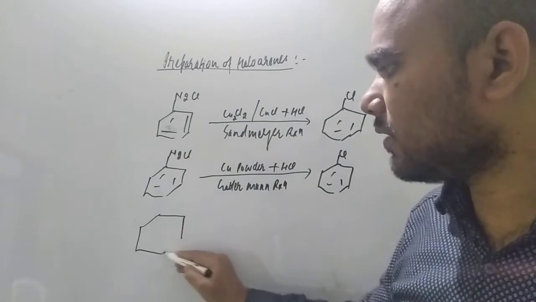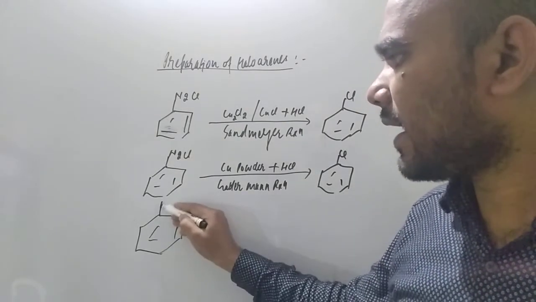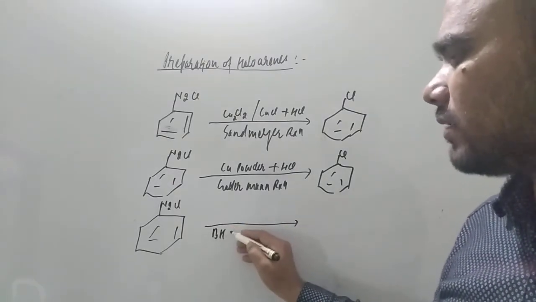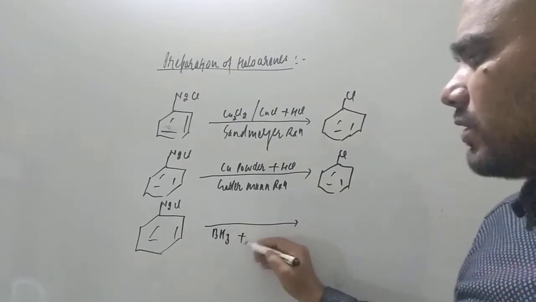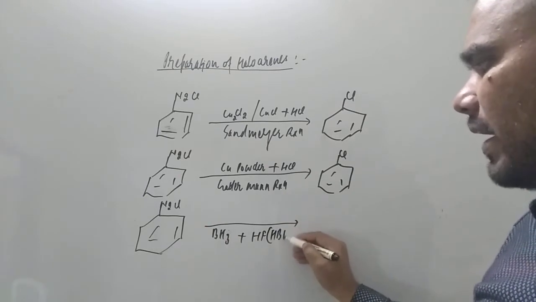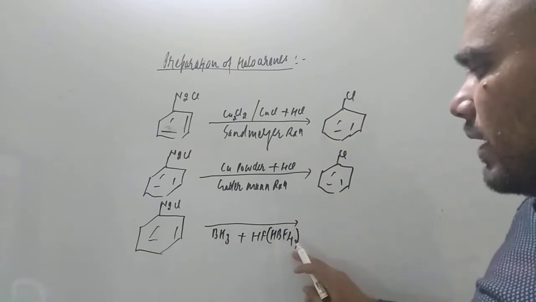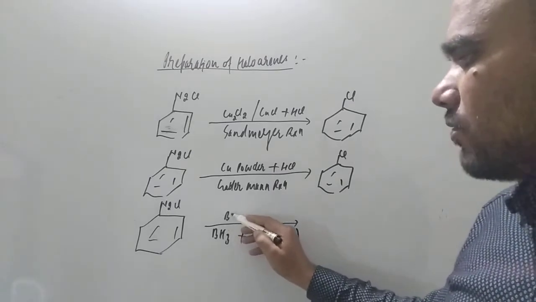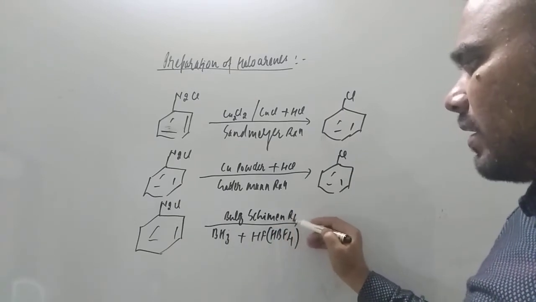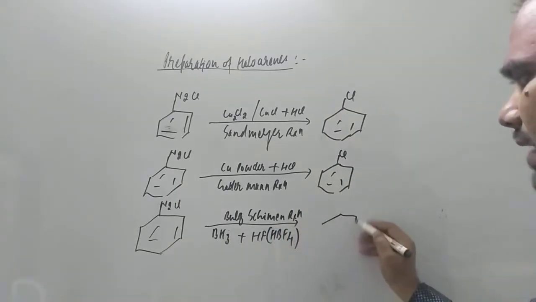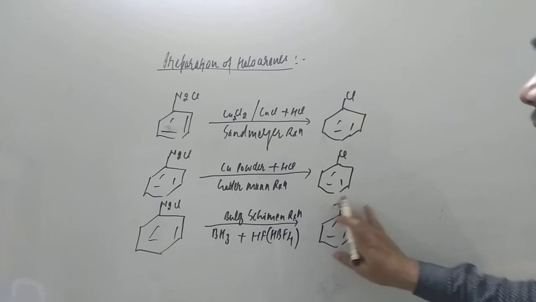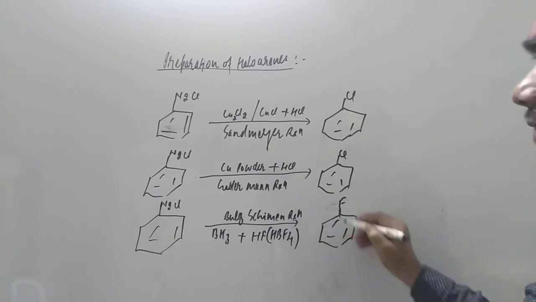Now, student, suppose you are going for the Balz-Schiemann reaction. You have the N2Cl, and here you take BF3 plus HF. This compound combines and forms HBF4. This is the fluorinating agent, student, and this reaction is known as the Balz-Schiemann reaction. The N2Cl group will be directly replaced by fluorine. So this is fluorobenzene.